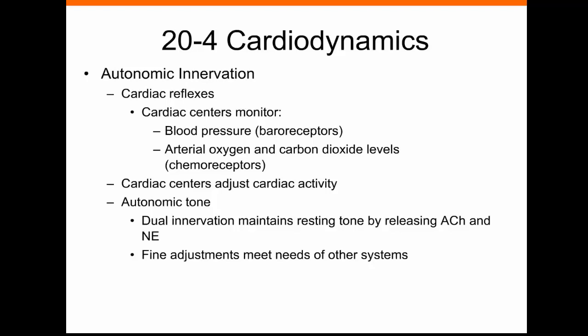So the parasympathetic releases acetylcholine, known, you see here as ACH, and the sympathetic releases noradrenaline, which we also know as norepinephrine. You'll find it in your textbooks as norepinephrine because your books are American, but you'll see it written in Australian and English as noradrenaline. And fine adjustment meets the needs of other systems.